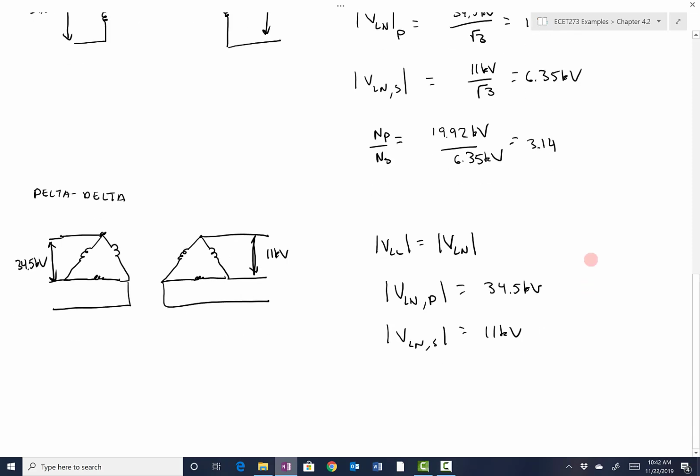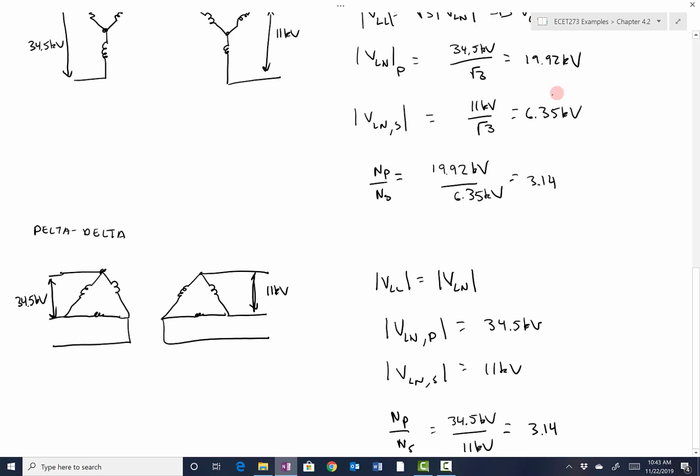So the turns ratio required if I'm in a delta-delta, again, is going to be the phase quantities, which are 34.5 kV over 11 kV. And that's going to give us a value of 3.14 turns ratio. Interesting that it doesn't matter what the turns ratio is in a Y system versus a delta system. They're the same. What is different is the individual voltage ratings. We see that the individual transformers in the delta system need to have a much higher voltage rating than they do for the Y system.